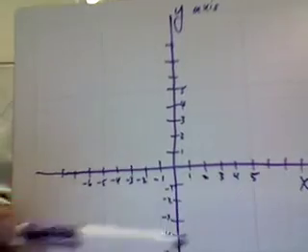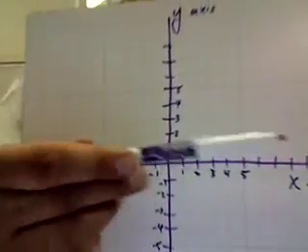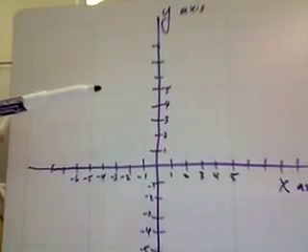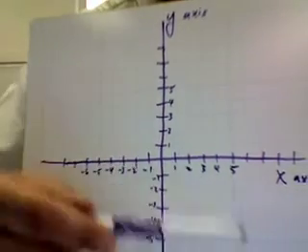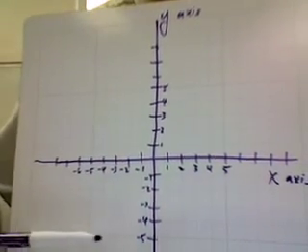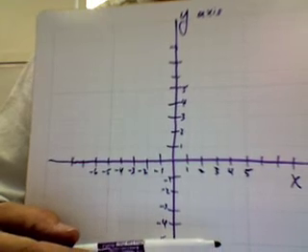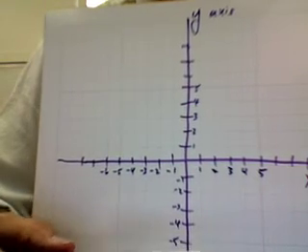This quadrant is positive, positive. This quadrant over here, negative, positive. And down here is negative, negative. And then over here, quadrant 4 is positive and then negative. We're going to go over that in a minute.